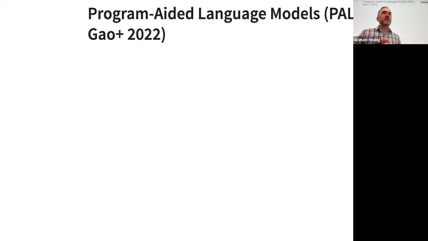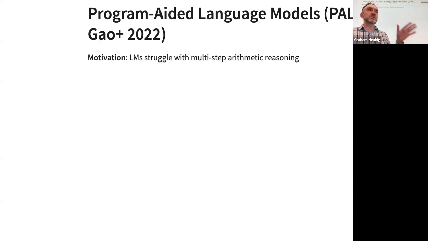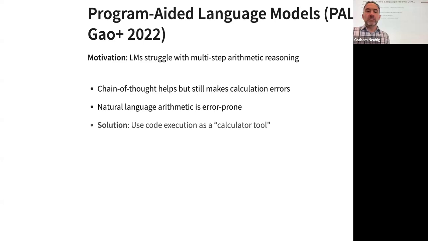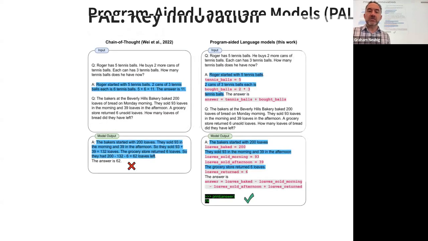Okay, so now I've been talking about tool calls. Separately from individual tool calls, which are more like individual Python functions, there's also program-aided language models, which is a paper that we did at CMU, but has now become pretty standard, where you actually write Python code with a language model and then execute that Python code and get the answers. Basically, chain of thought helps in things like numerical reasoning, but you still make errors. Natural language arithmetic is error prone. So instead, we can use code execution as a calculator tool.